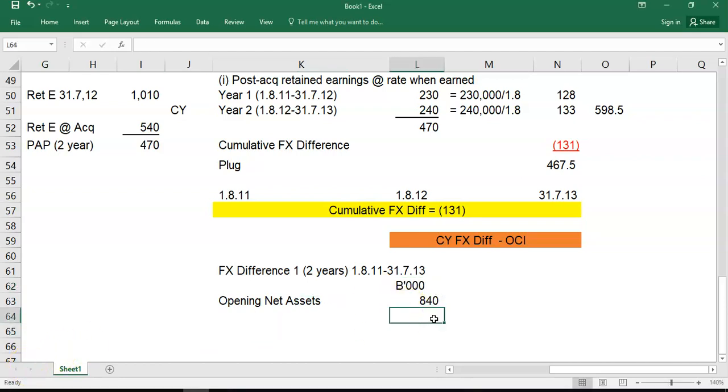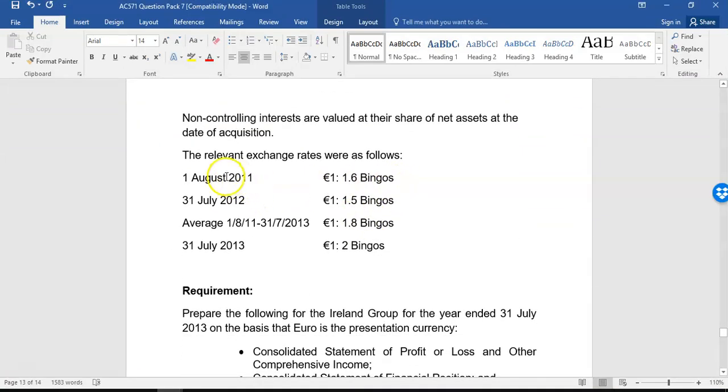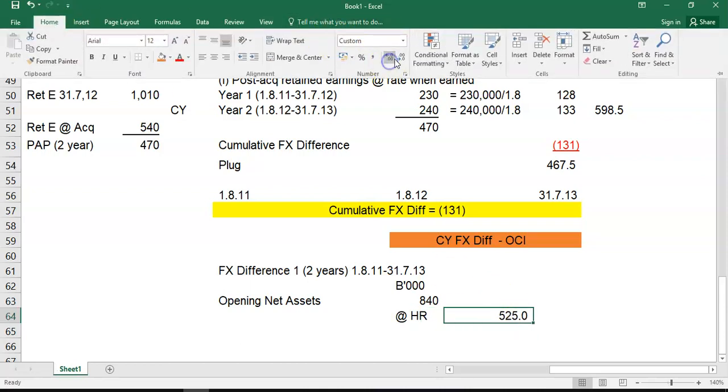So we know the difference arises because they would have been converted at the historical rate, which we know from the question if we go back. Historical rate, the date of acquisition. So the opening rate, 2 years ago, 1.6. 840 divided by 1.6, which is 525. Just double check.